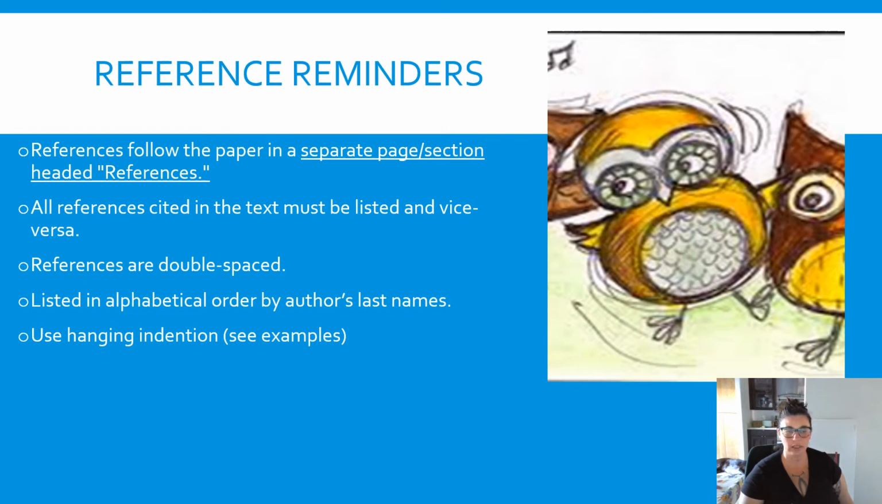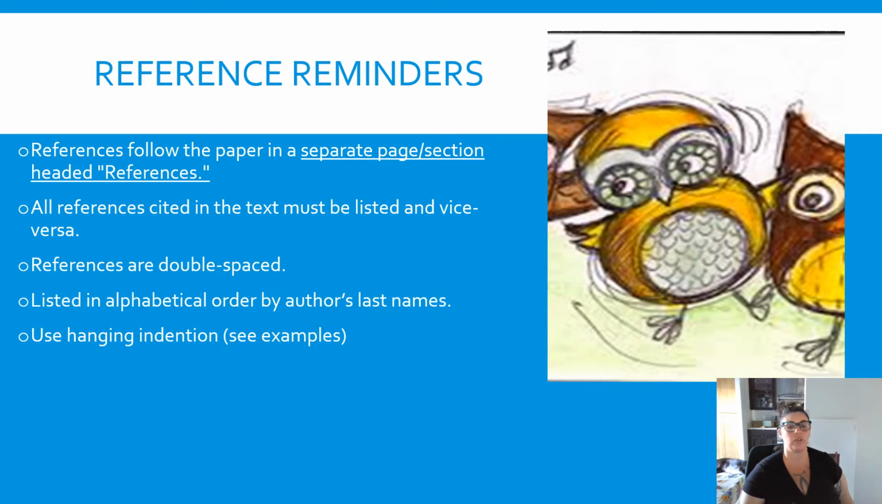Just a few reminders so that you don't forget or make a mistake. It's always on its separate page with its own section header, either titled references or works cited. That's up to you. All references in your reference section must be in the literature review, and everything that's in the lit review must be in your references. If you make a mistake and leave one out, or add it to the references but it's not quoted or cited in your literature review, that is considered cheating and plagiarism.